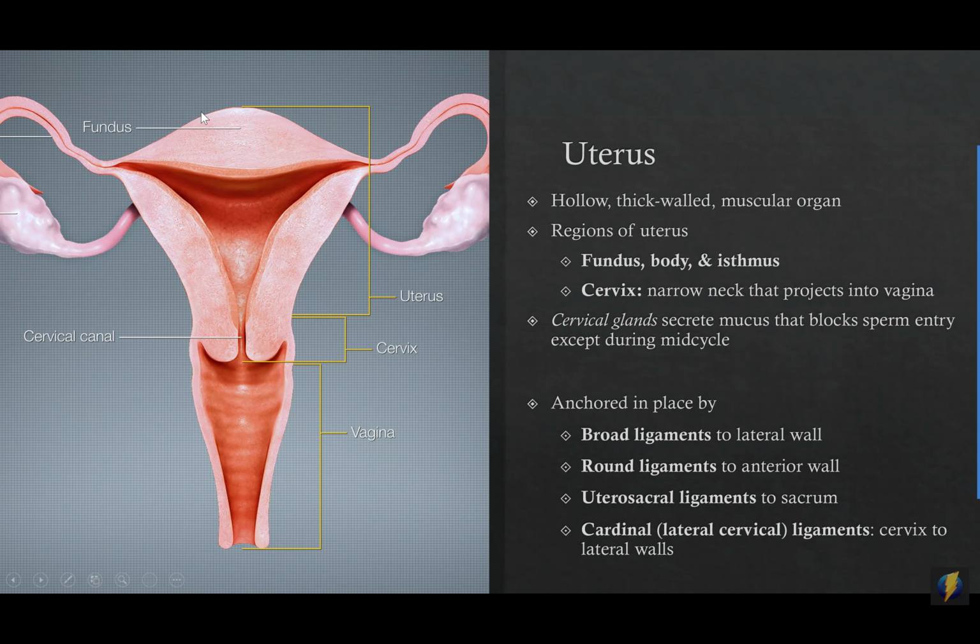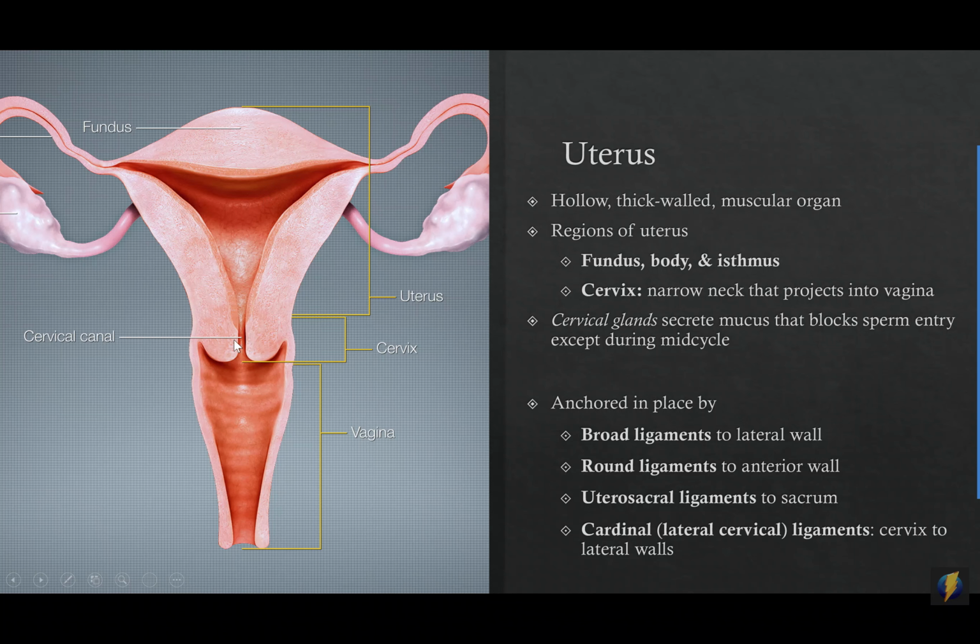The first portion is this rounded portion of the uterus. This is known as the fundus. The rest of this triangular shaped part is the body of the uterus, and then finally narrowing into the isthmus, and then ultimately into the cervical canal of the cervix, and then eventually into the vagina. There are some cervical glands here in the cervix that create a mucousy plug that blocks the sperm, except during a mid-cycle process.